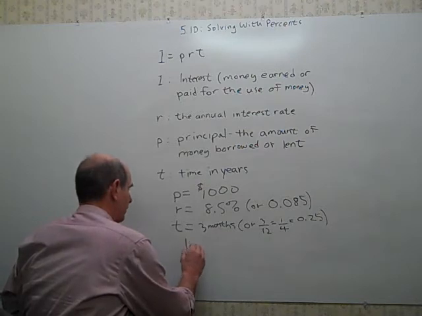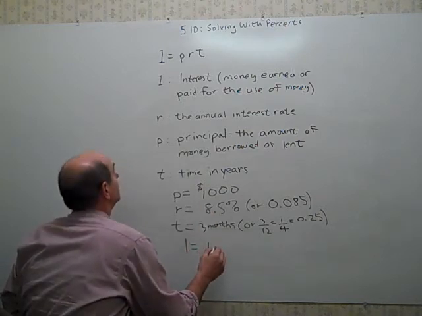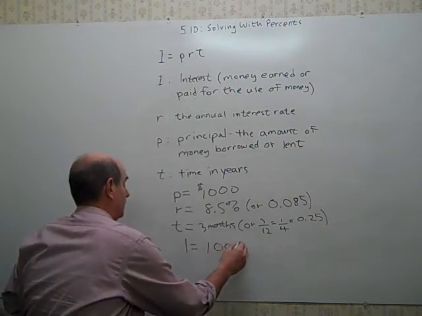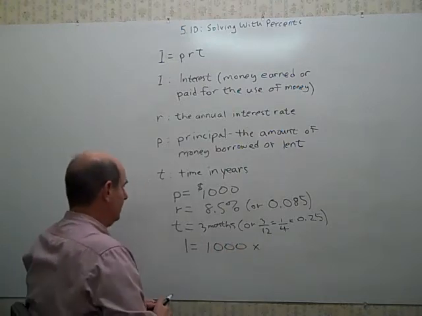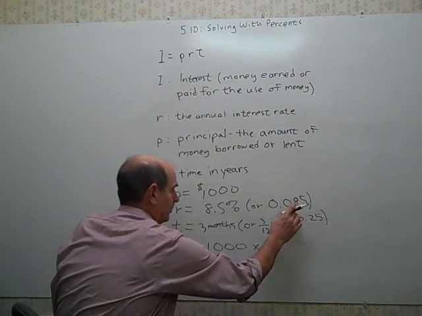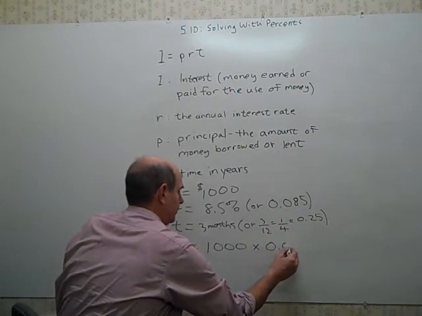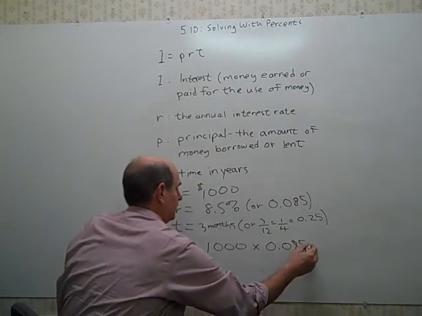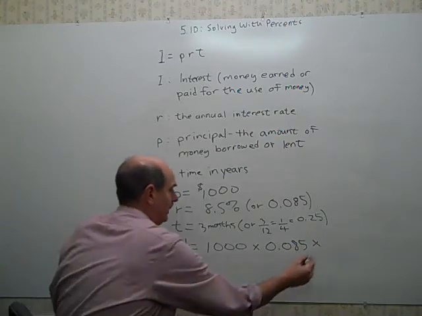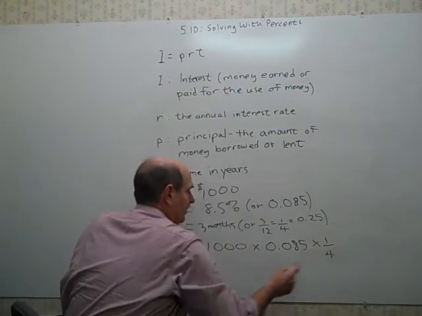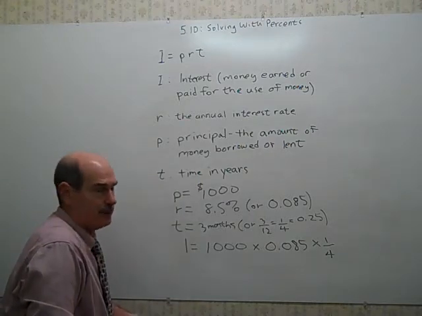So her interest is going to equal the principal, $1,000, multiplied by the rate, which is 0.085, multiplied by the time. And I'm going to go ahead and use 1/4. And I'm going to do a little bit of mental math with this.